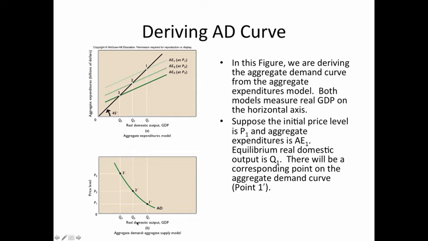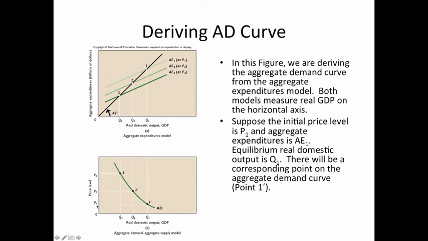And so what we can do is show, from what we have learned up here in terms of our aggregate expenditures model, how this derives the aggregate demand curve underneath. Again, the horizontal axes of both are our variable of interest, real GDP. So we're deriving the aggregate demand curve from the aggregate expenditures model. And so let's start somewhere. Let's pick a price. We've got to start somewhere. Let's pick this price P1.